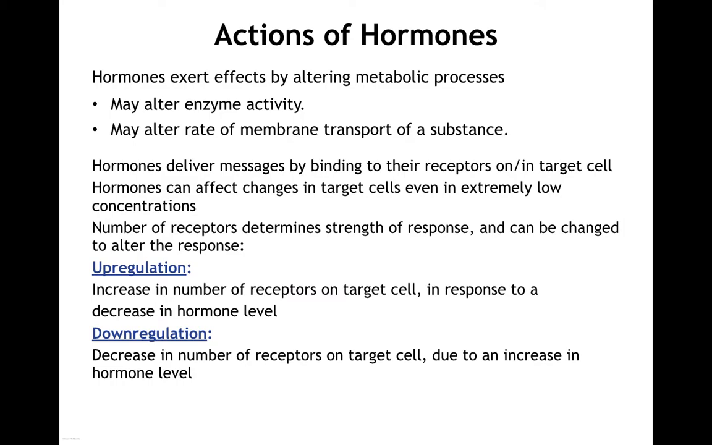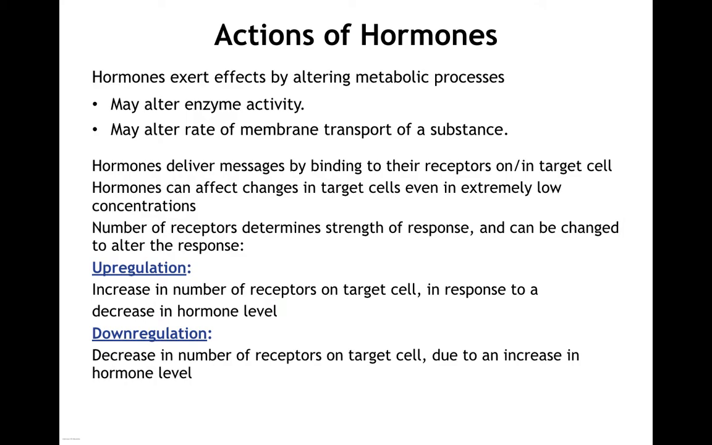Hormones exert effects by altering metabolic processes. They may alter enzyme activity, or they may alter the rate of membrane transport of a substance. They deliver their message by binding to the receptor. That receptor may be on the surface of the cell or may be inside the target cell, depending on whether it's a steroid or other amino acid-based hormone. The number of receptors and the strength of binding to that receptor can be changed, and that will help alter the response we can get.